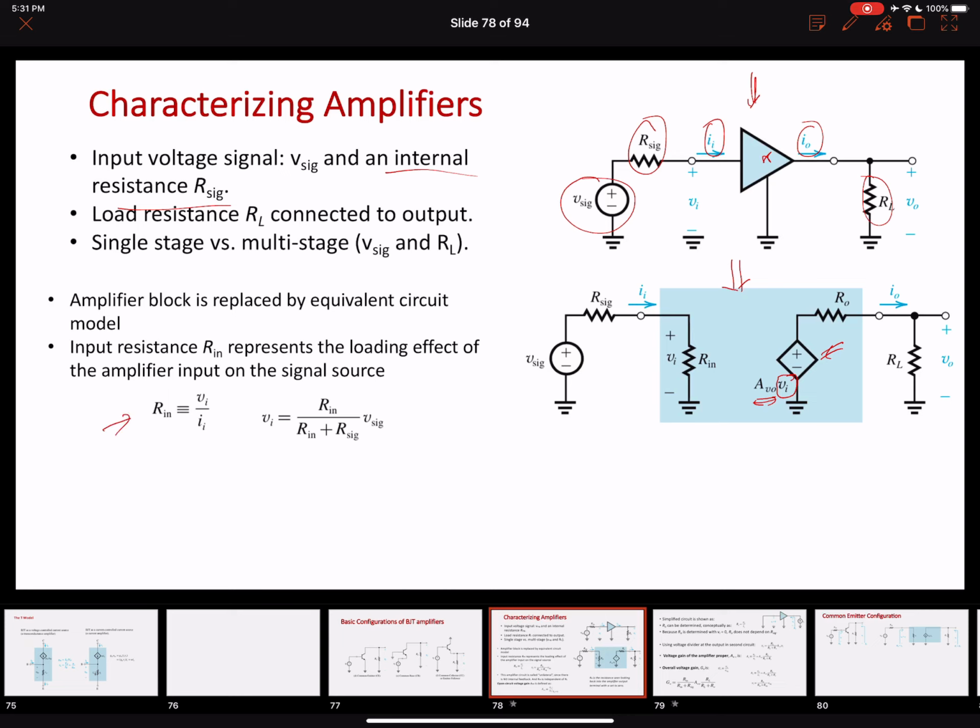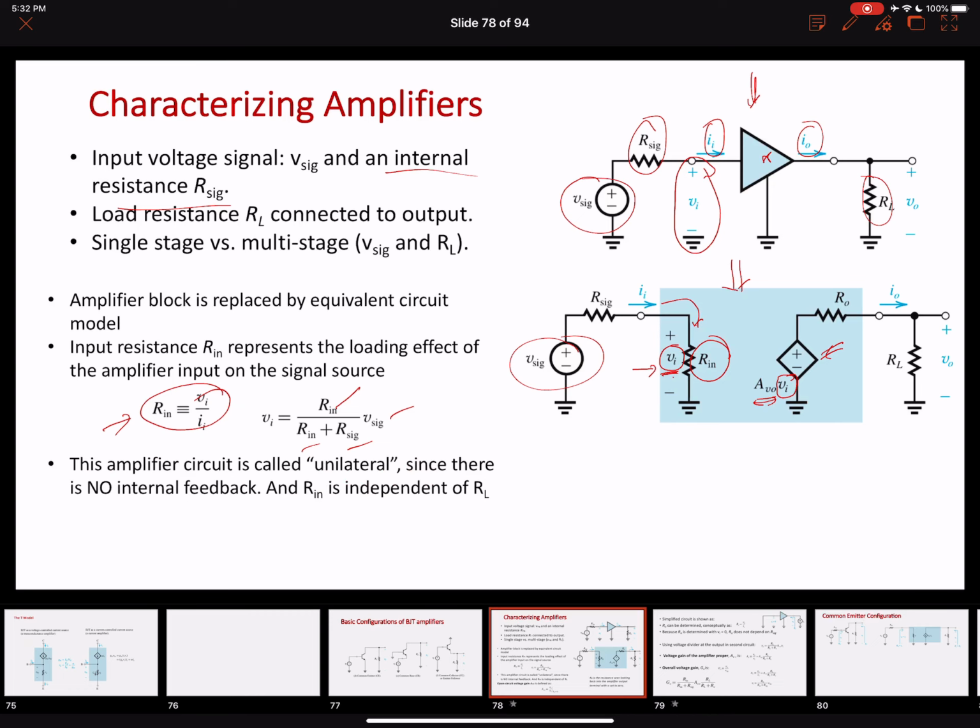The input resistance of the amplifier, Ri, equals Vi and the current that is flowing over here, Ii. So the input resistance is Vi over Ii. The input voltage that is coming over here, the input to the amplifier, you can easily find out by the voltage divider circuit. So this Vi across Ri will be equal to Ri over the addition of these two resistances, Ri and the signal source resistance, multiplied by the V signal. So Ri over Ri plus R sig multiplied by V sig.